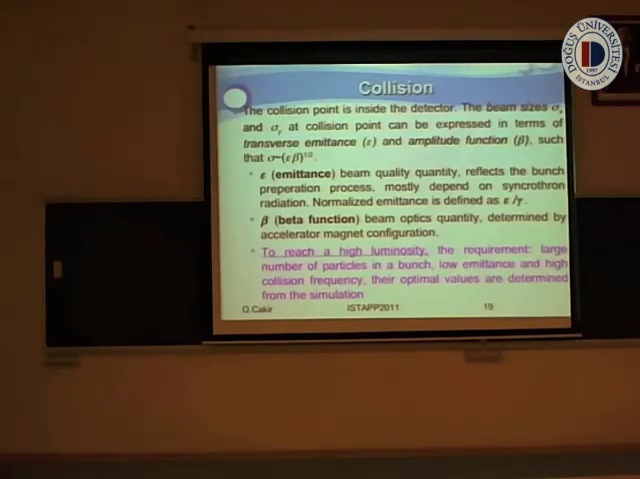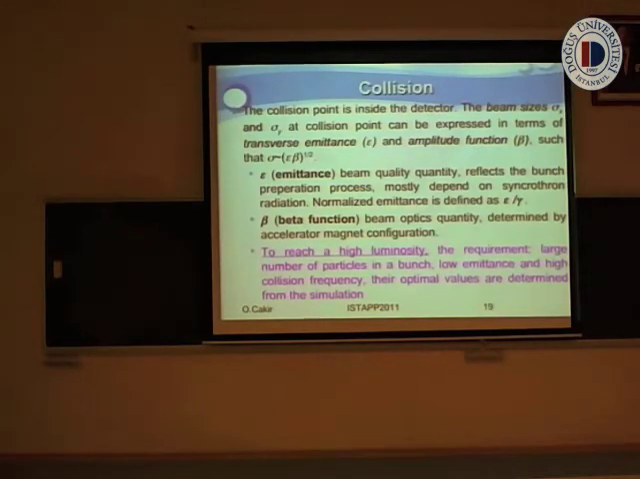and they can be expressed in terms of the transverse emittance and the amplitude function beta. Beta depends on the accelerator structure. For example, it depends on the magnet system and the optics of the accelerator. It's given by this formula. For example, sigma is proportional to epsilon times beta to the half. Okay. What's the emittance? We have already explained it.